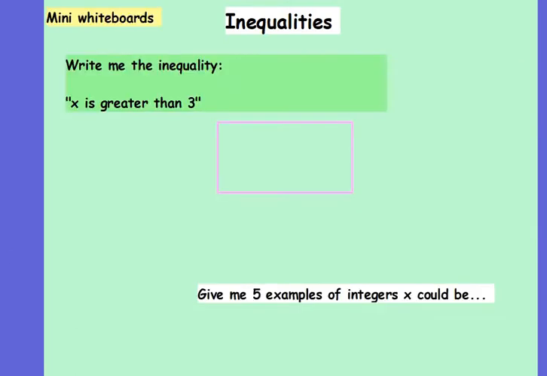Okay, Year 8, mini whiteboards for me. Can you write me the inequality, x is greater than 3, and give me 5 examples of what it could be? Pause the video, write down your answer in your light blue book or on your mini whiteboard now, please.